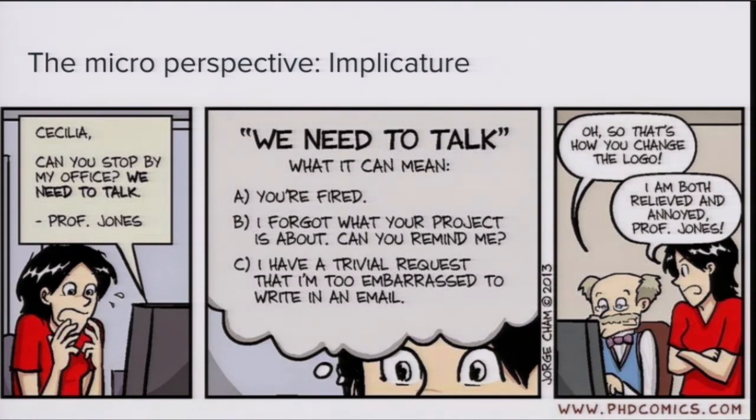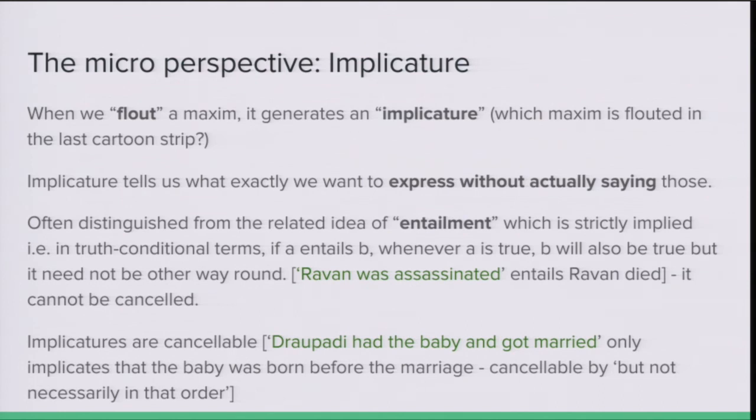Now, what happens here is "we need to talk" is violating the maxim of quantity. It's not giving the amount of information that is needed. And then these are what's called implicatures, right? So you could have multiple implicatures. If you don't have enough information, you don't know what to understand out of that. And this could depend on your previous experience of the situation and your relationship with the person. So it's not fixed for everybody. For somebody else, this will change. So clearly when we flout a maxim, it generates an implicature. And so the last cartoon was the maxim of quantity.